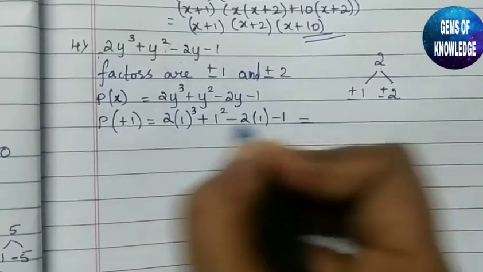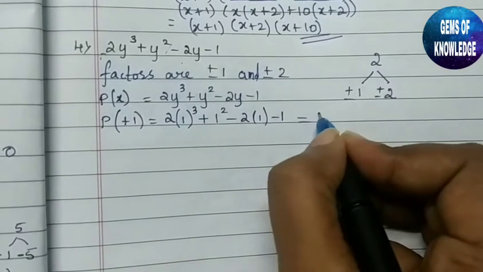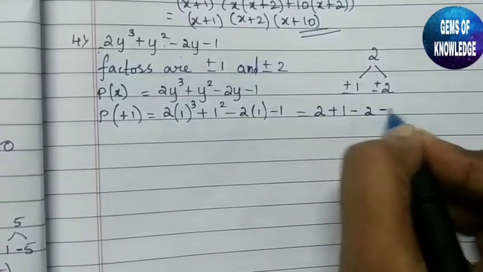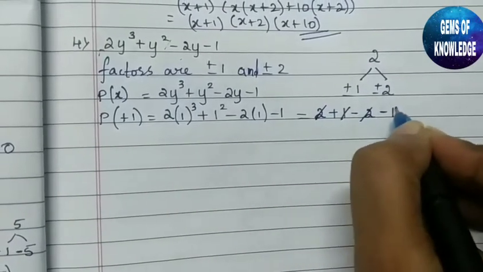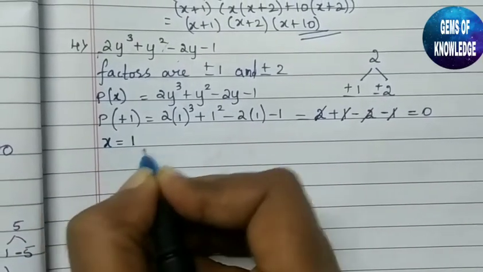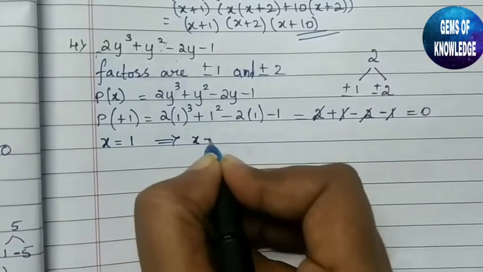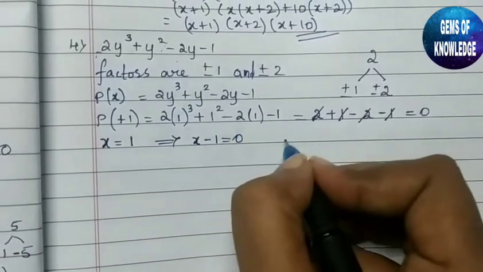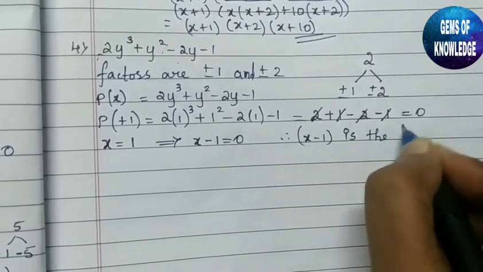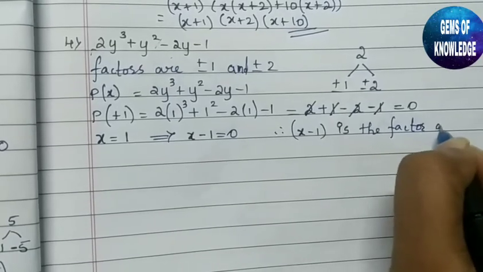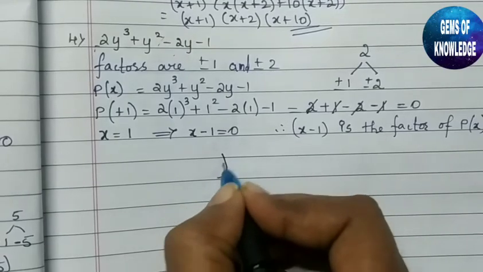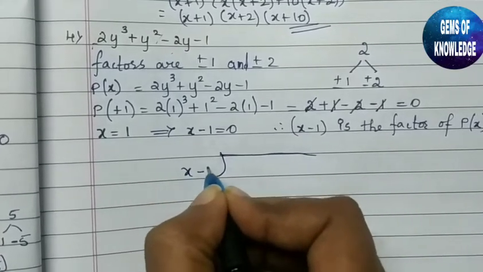So what answer are we getting? 2 into 1 we are getting 2, plus 1 square is 1, minus 2 and minus 1. So you can see both are cancelled and this will be equal to 0. So our x value is plus 1. So when you take it to this side, it will become x minus 1 is equal to 0. So therefore x minus 1 is the factor of p of x.